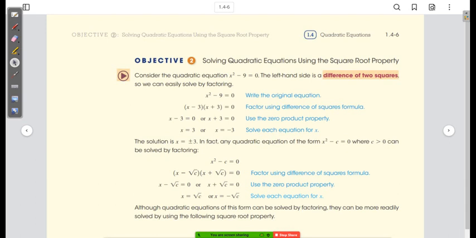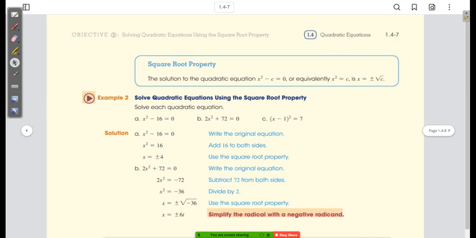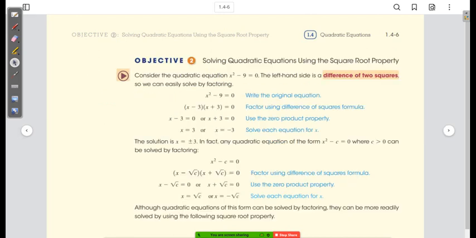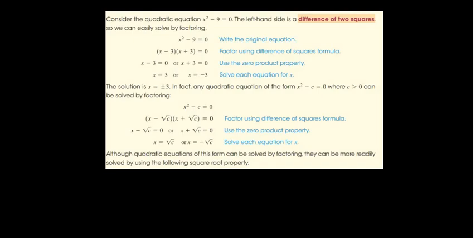Let's see. I'll snip this. This might be important. I'll give it a quick little read real fast. Yeah, we'll just go over it.